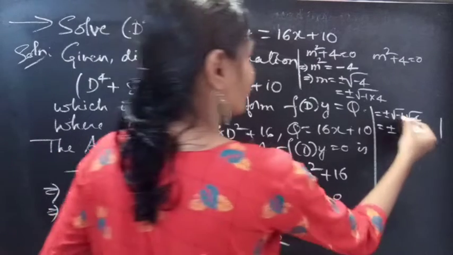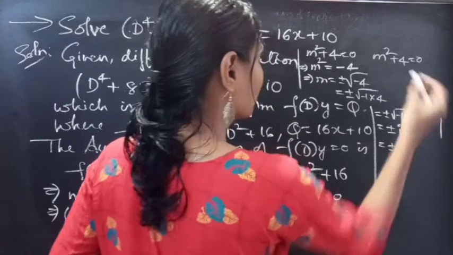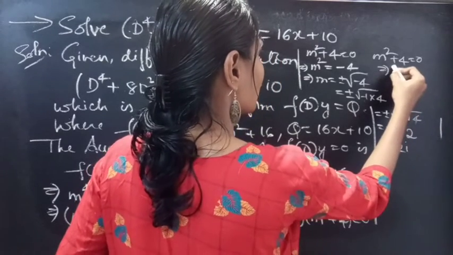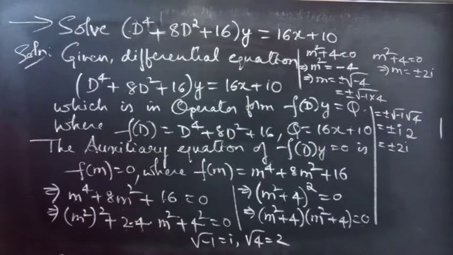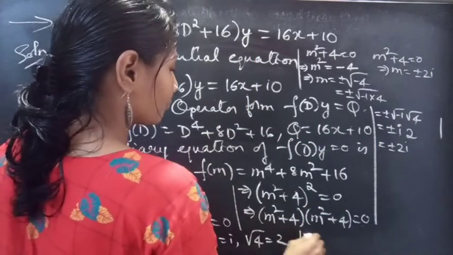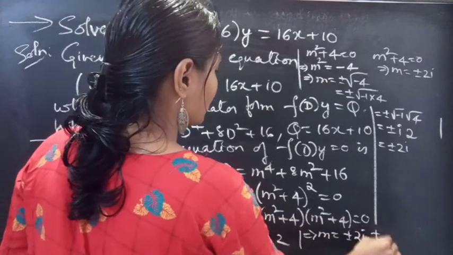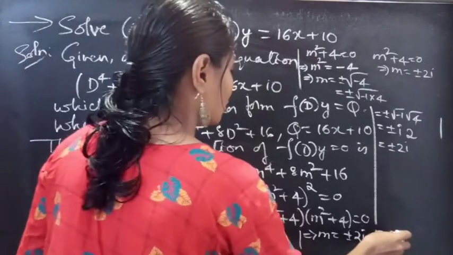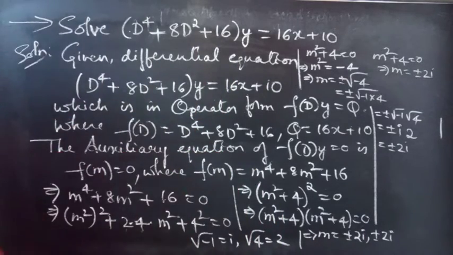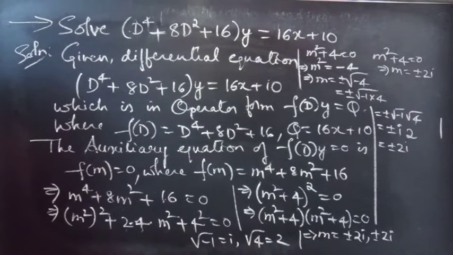So we'll get i into 2, that is plus or minus 2i, right? And for this also we'll get m equals to plus or minus 2i. Finally, we'll get roots m equals to plus or minus 2i and plus or minus 2i, repeated pair of imaginary roots, we can say.